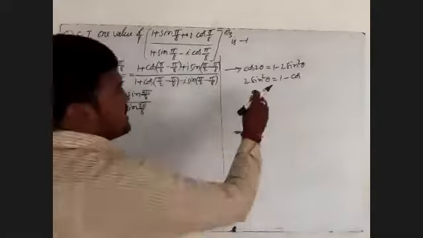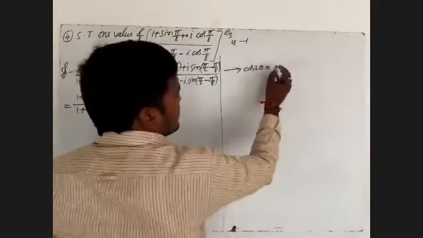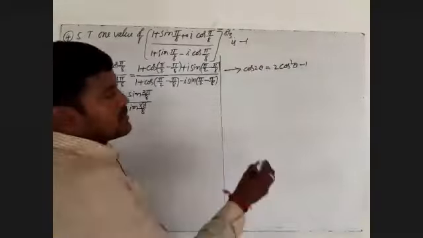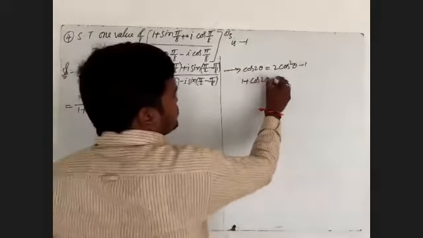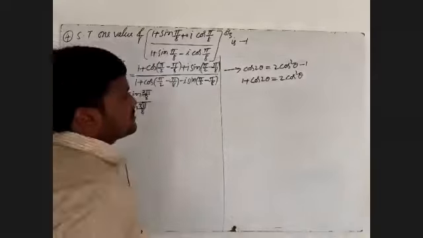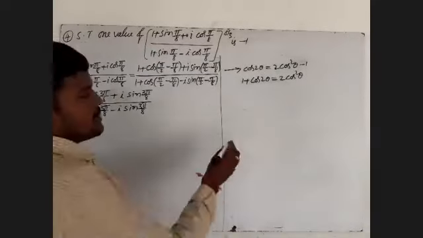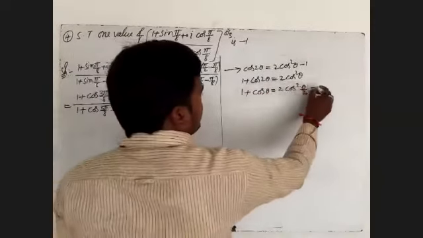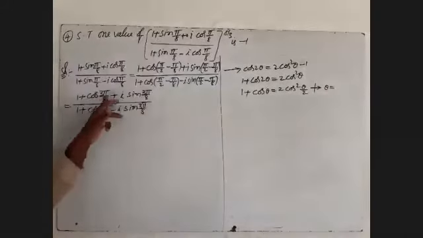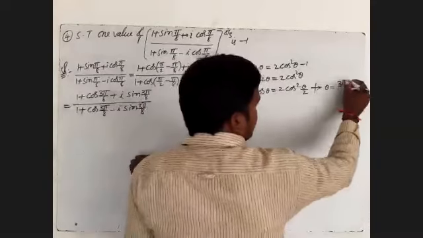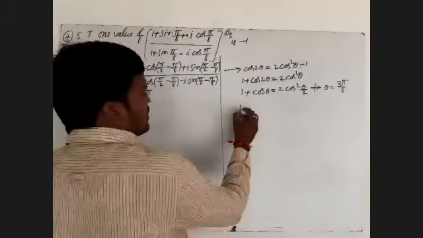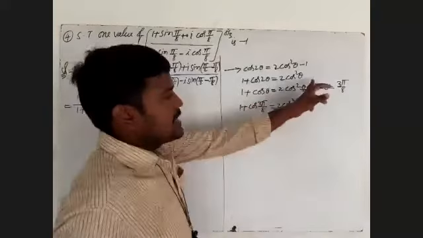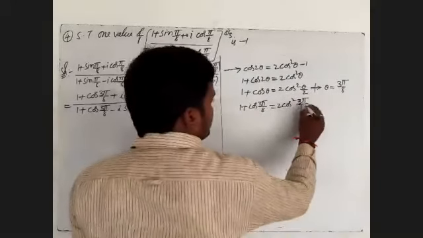We'll observe. I will take one more condition, that is cos 2θ in terms of cos θ: cos 2θ = 2 cos²θ − 1. The minus 1 moves to this side, so 1 + cos 2θ = 2 cos²θ. Here I have replaced θ with θ/2, so 1 + cos θ = 2 cos²(θ/2), where θ is nothing but 3π/8. Here we write 1 + cos 3π/8 = 2 cos² of (3π/8)/2, which is 3π/16.